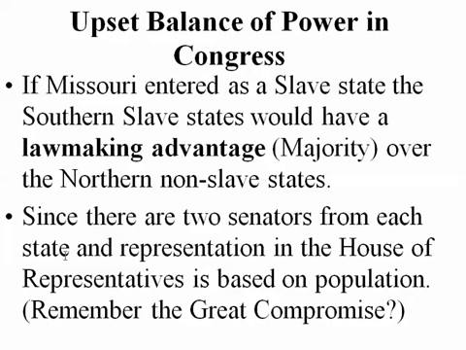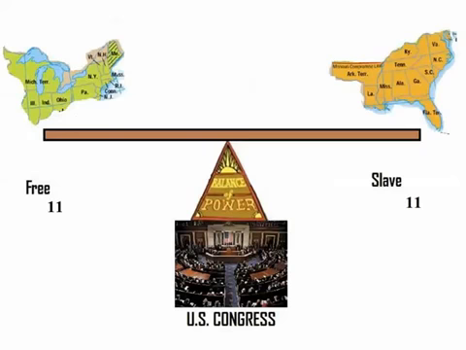Since there are 2 senators from each state and representation in the House of Representatives is based on population, this creates a situation where if Missouri comes in, it will throw off this balance of power that's in Congress. Let me see if I can give you a picture view of this. Before Missouri comes in, we have 11 slave states in the South, and 11 free states in the New England northern area, Northwest Territory. So we have a perfect balance of power within the United States Congress.